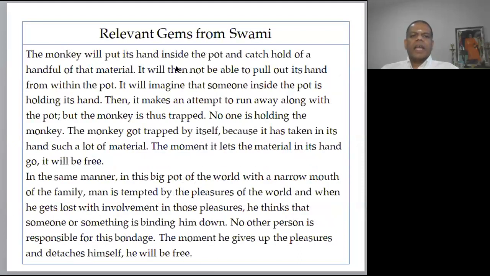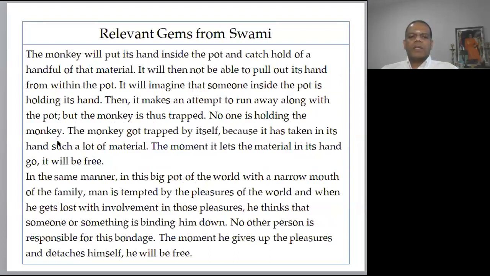The monkey will put its hand inside the pot and catch hold of a handful of that material. It will then not be able to pull out its hand from within the pot. It will imagine that someone inside the pot is holding its hand. Then it makes an attempt to run away along with the pot. But the monkey is thus trapped.